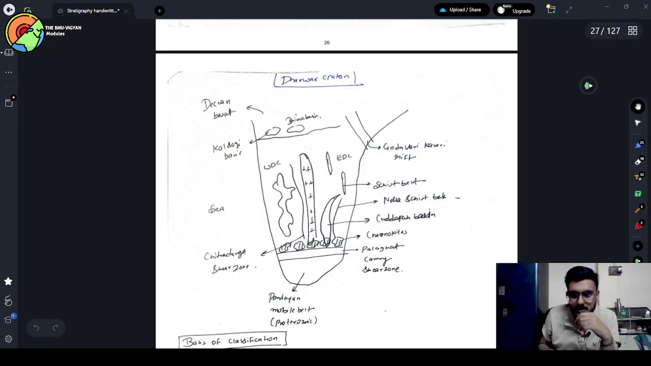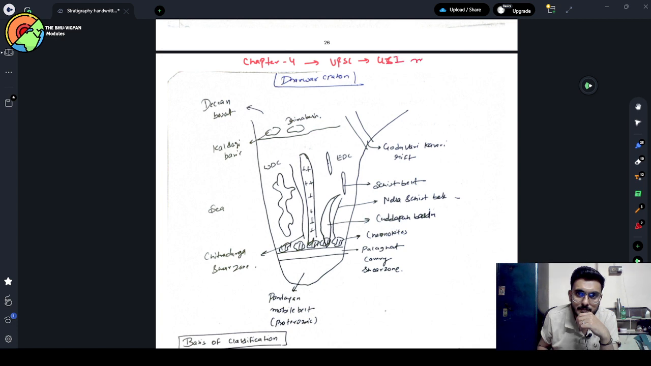So today we will start chapter 4 of stratigraphy. This is chapter 4 for UPSC GSI mains. So today we will discuss the Dharwar Craton.